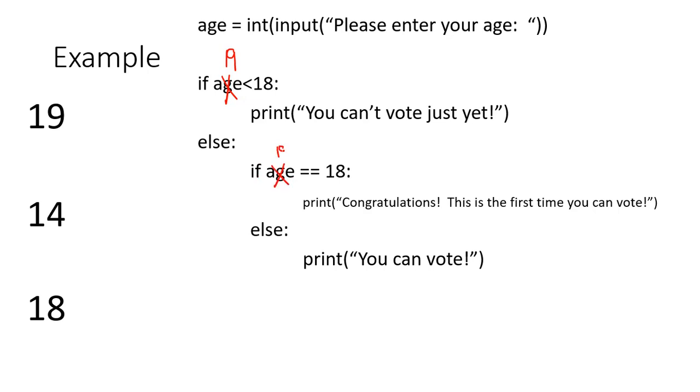So again, I have to check. Is 19 equal to 18? No, right? So I go to the final else, and I will finally be able to print, you can vote. Okay? Let's try 14. First thing, is 14 less than 18? Yep, right? 14 is less than 18. That is a true statement. So I will print, you can't vote just yet.